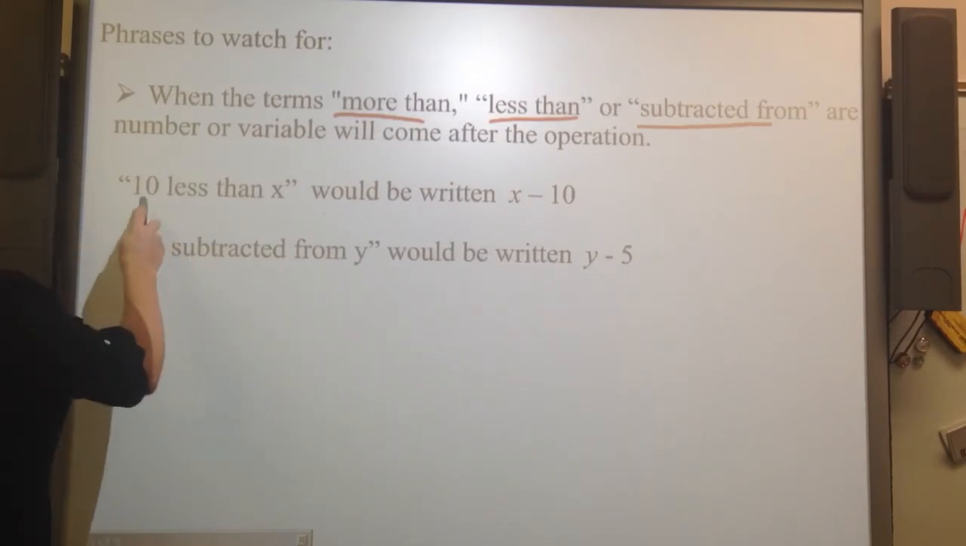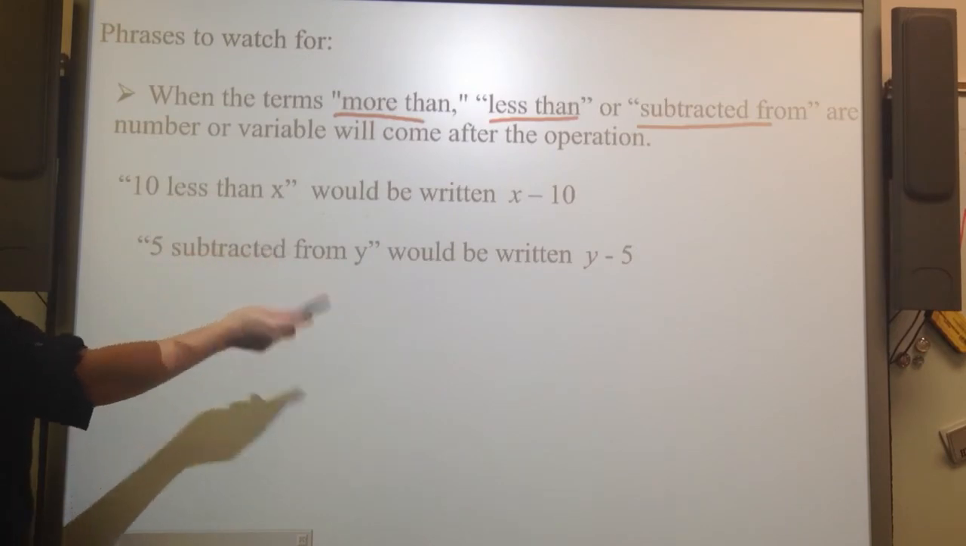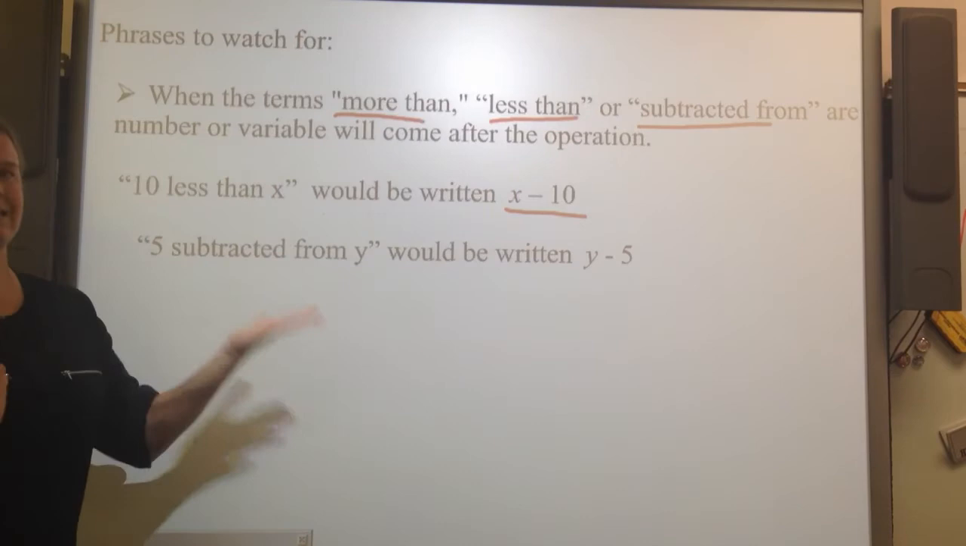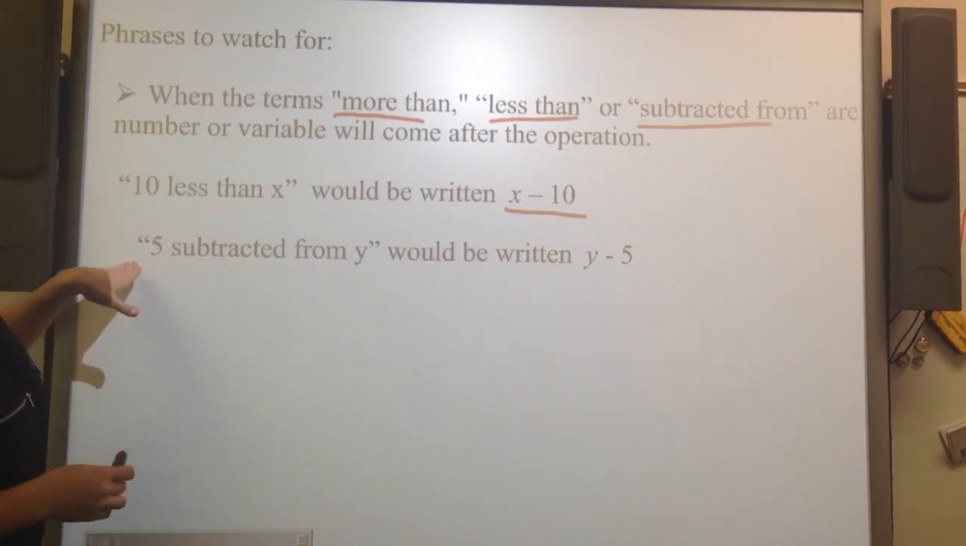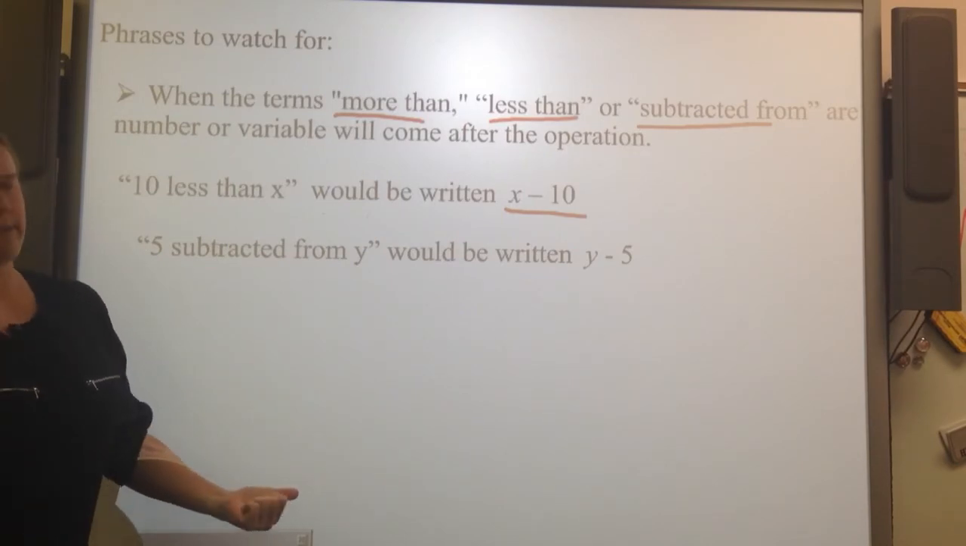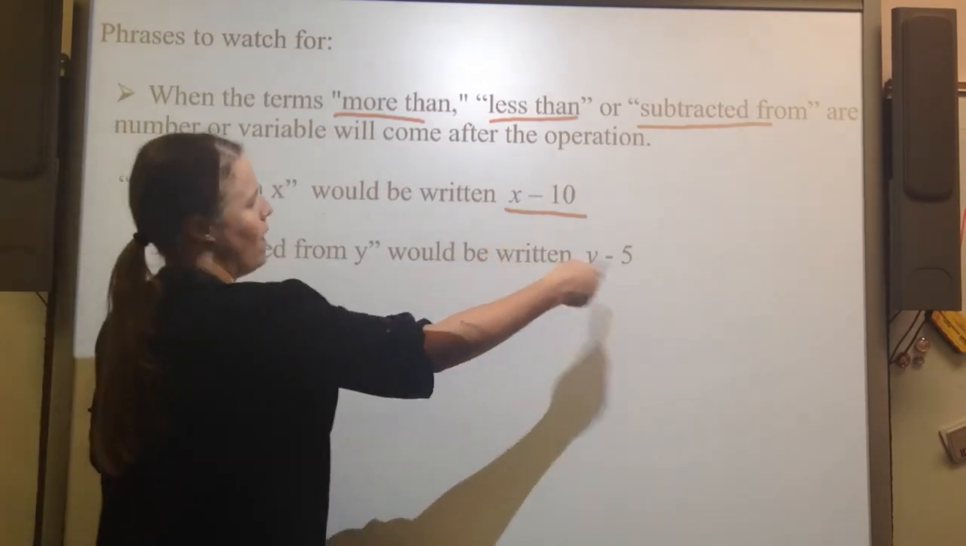Okay? So if I'm saying 10 less than x, that's going to be written as x minus 10 because 10 is less than x. Same thing for here. 5 subtracted from y. Well, I have y. I'm taking 5 away from it. So that's why we would write y minus 5.